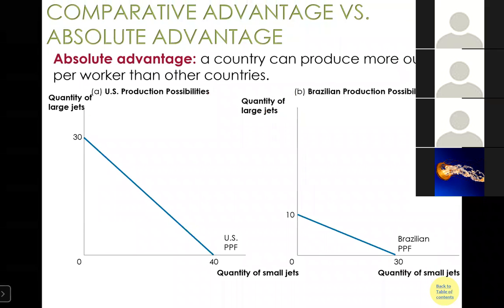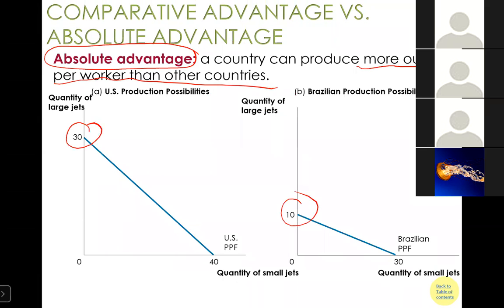So now we move to a different concept. Absolute advantage is different from comparative advantage. Absolute advantage says a country can produce more output per worker than the other country. The US can produce more larger jets compared to Brazil. And interestingly, the US can also produce more small jets than Brazil. So this means the US not only has absolute advantage in larger jets, it also has absolute advantage in small jets, right?